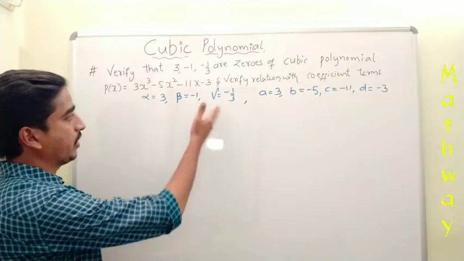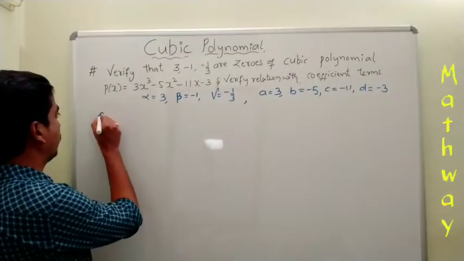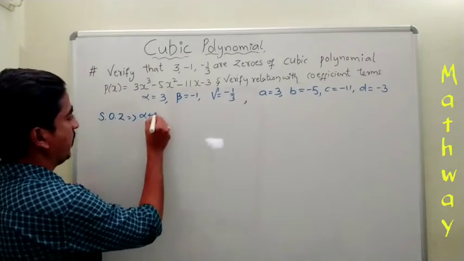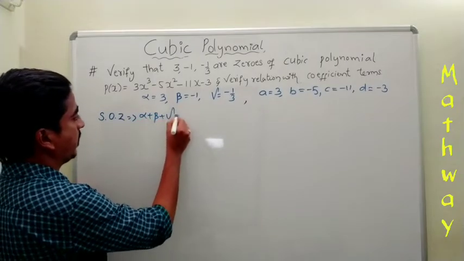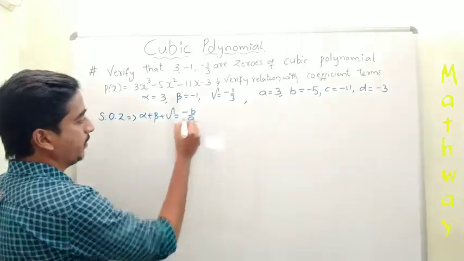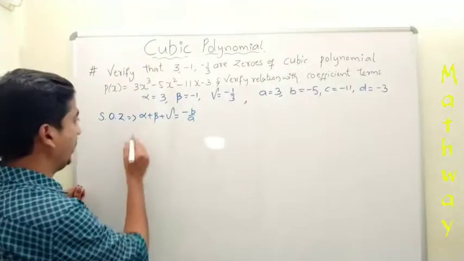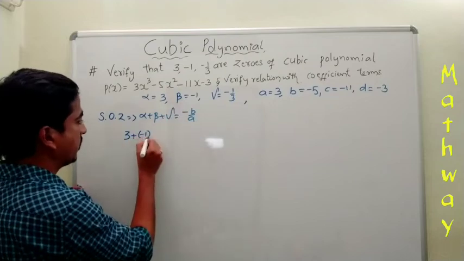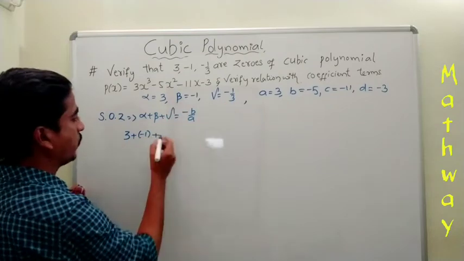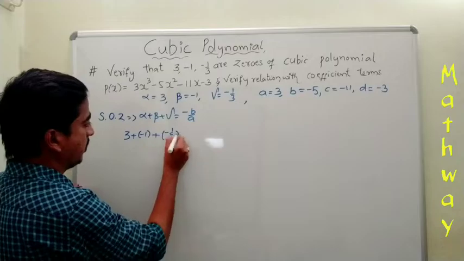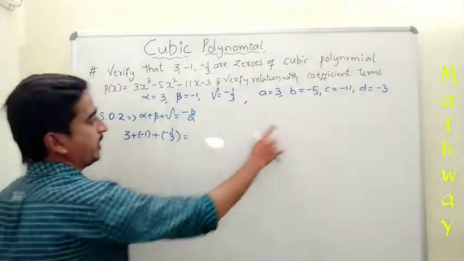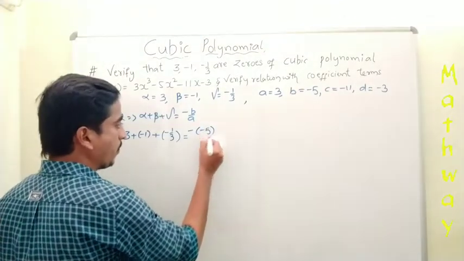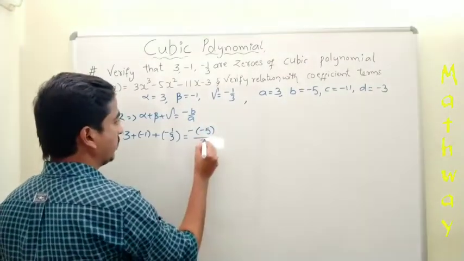Now take the relation of the zeros and coefficients. Sum of the zeros, that is alpha plus beta plus gamma, is equal to minus B by A. So here alpha is 3, plus beta value is minus 1, plus gamma is minus 1 by 3, is equal to minus B by A. So B value is minus 5. It is minus of minus 5 by A value is 3.